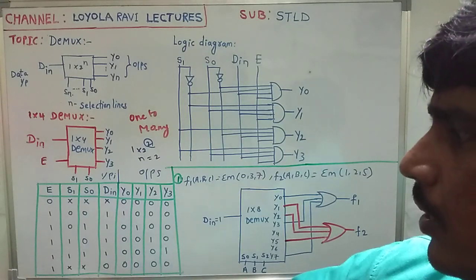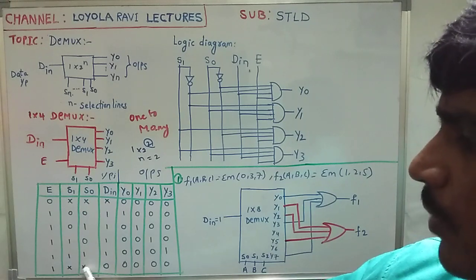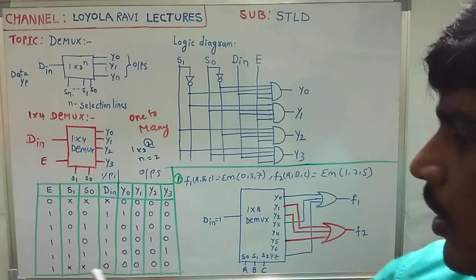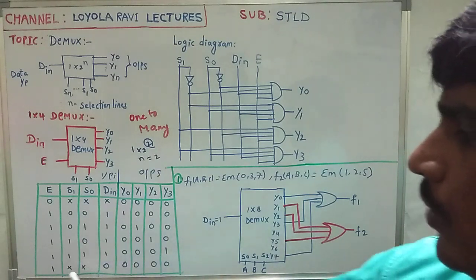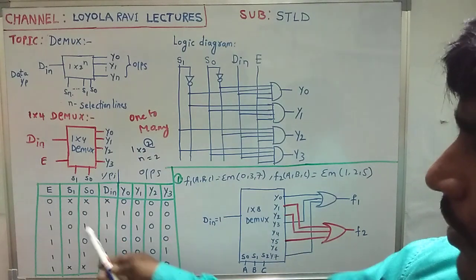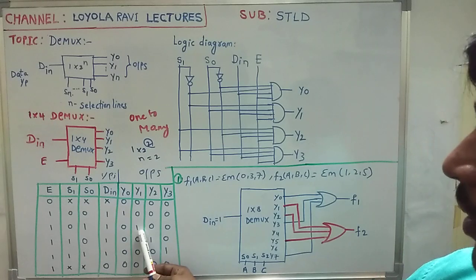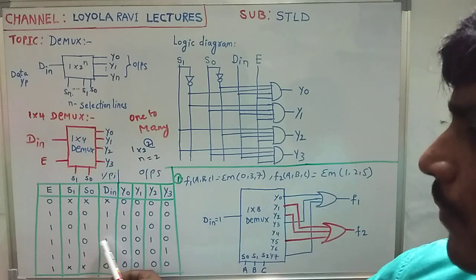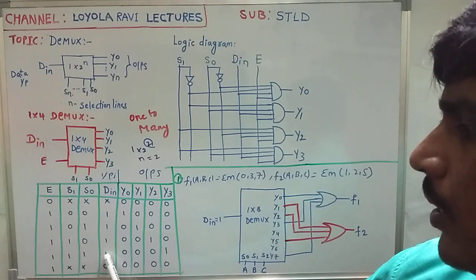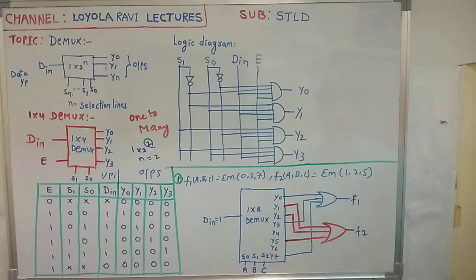For remembrance, I give this last state. Enable is 1 and data is 0, and the selection lines are don't care. It may be 0 0, there is no output; 0 1, no output; 1 0, no output; 1 1, no output. When data is 1, for 0 0, y0 is 1. For 0 1, y1 is 1. For 1 0, y2 is 1. And for 1 1, the output is y3. This is the truth table.